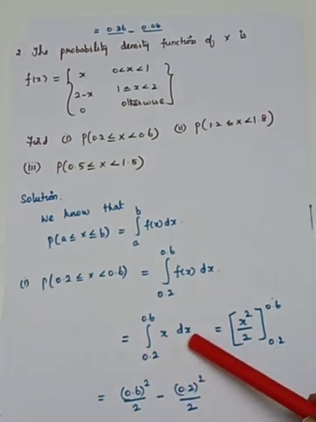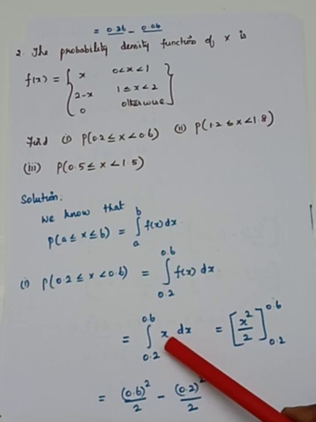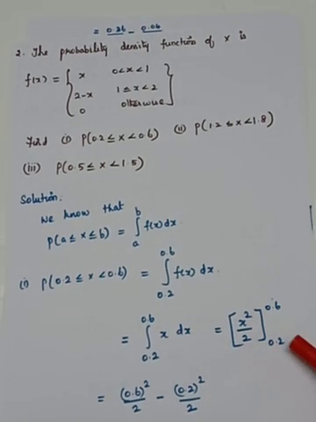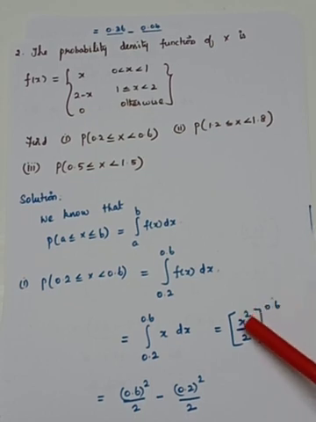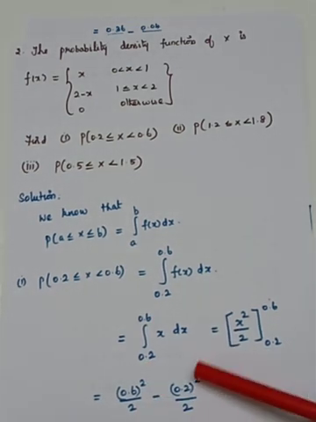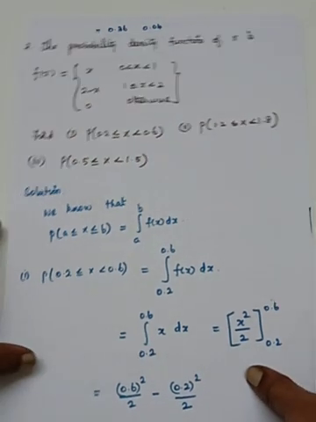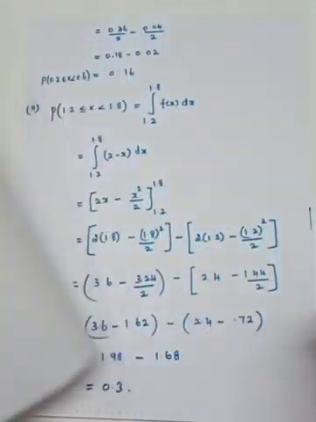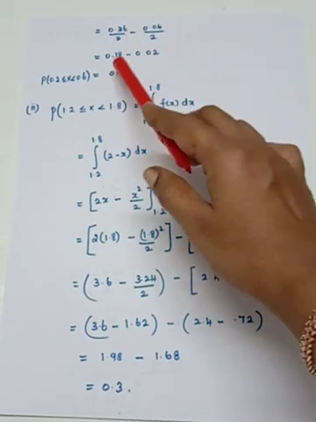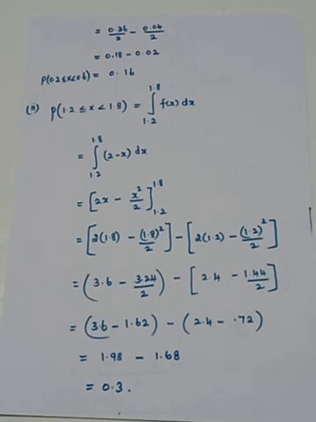You know how to integrate this? First you have to integrate x. So the answer is x squared by 2. Okay, and the limits have to be applied, 0.2 to 0.6. So first apply the upper limit. So 0.6 the whole squared by 2 minus 0.2 the whole squared by 2. What is 0.6 the whole squared? It is 0.36 by 2 minus 0.04 by 2. So if it is divided by 2, it's 0.18 minus 0.02, that is equal to 0.16.